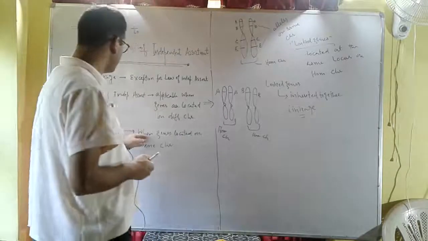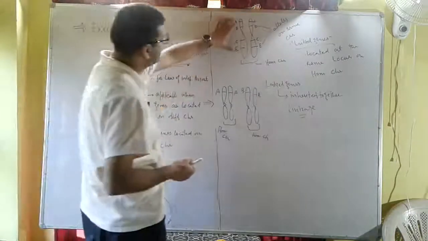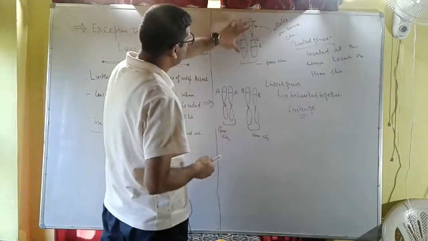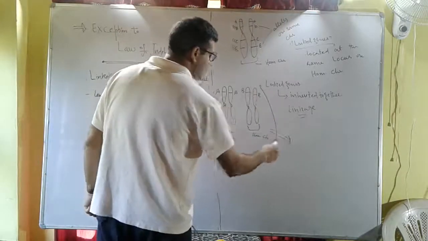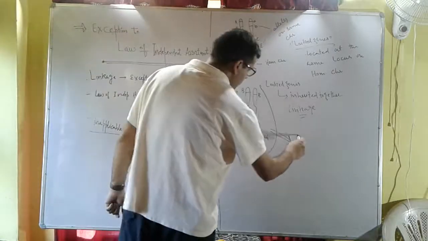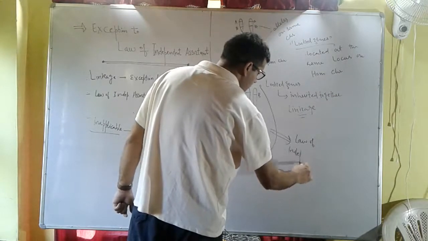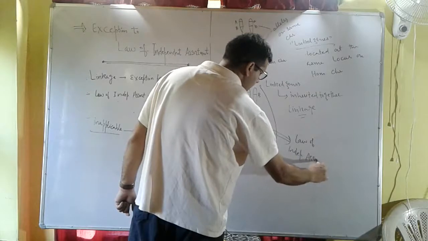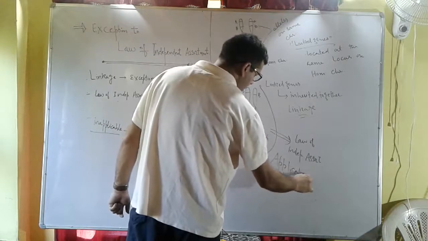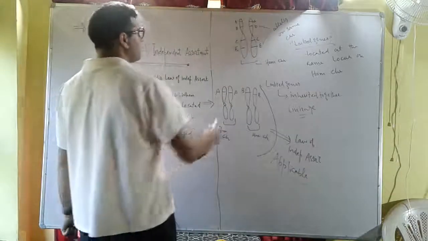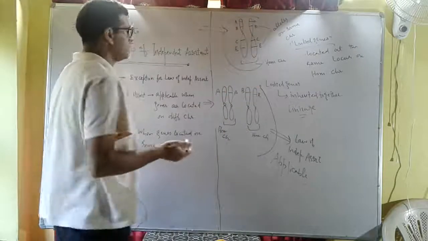What about when genes are located on the same chromosome? So this is the case of genes located on the same chromosome. We can say that the first case is where the law of independent assortment is applicable, and this is a case where the law of independent assortment is inapplicable.